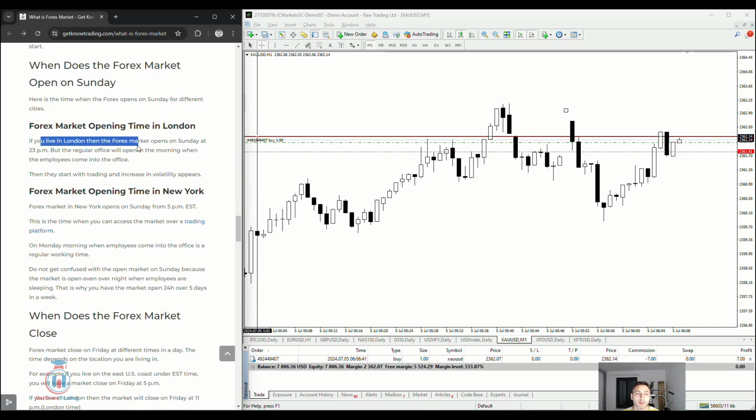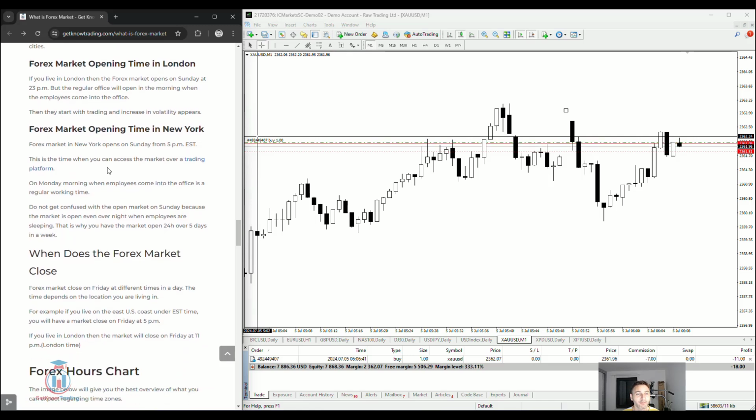If you live in London, then the Forex market opens on Sunday at 23 p.m. But the trading floor in London will open in the morning, depending on the working time. It is 8 o'clock, 9 o'clock in the morning. Then the Forex market open time in New York will be on a Sunday from 5 p.m. Now you can see what the difference is.